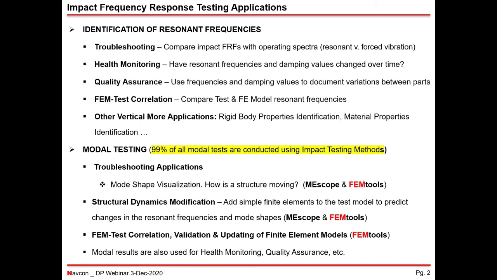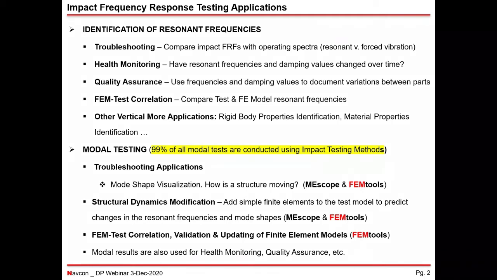We also use impact testing for health monitoring and quality assurance applications. It helps us to determine whether resonant frequencies and damping values have changed over time, or maybe they change from part to part. And of course, if the resonant frequencies and damping values are changing, that means you have some structural anomaly in the test item.